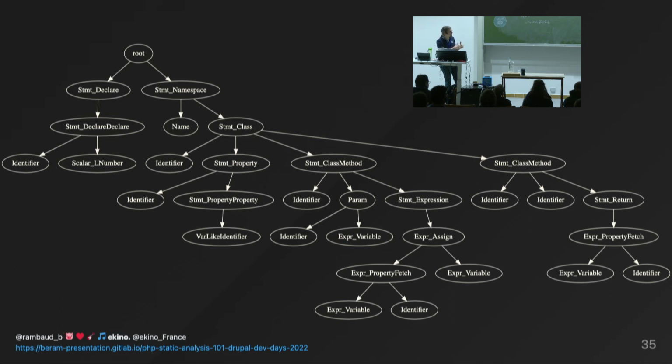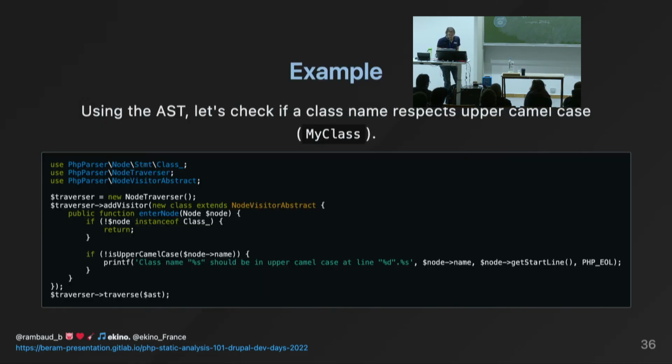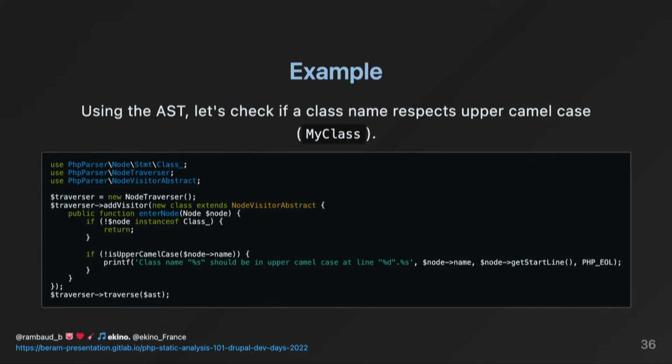If we want to know something, we just have to traverse the tree, and we have everything we want about the notion we want to know. If we want to know something about the property, we just have to find the property node, and with this node, all the children already contain all the information we want. So if we want to use the AST with the same example as before, let's check if a class name respects our camel case. What we have to do is just find the class node, and that's it. We just have the name directly, so it's very, very easy.